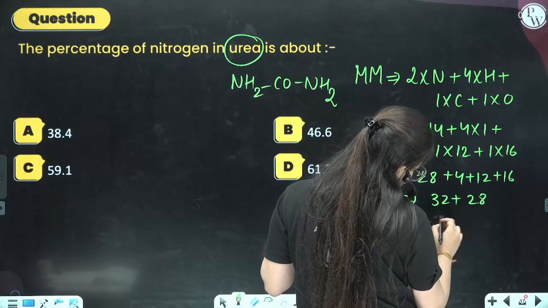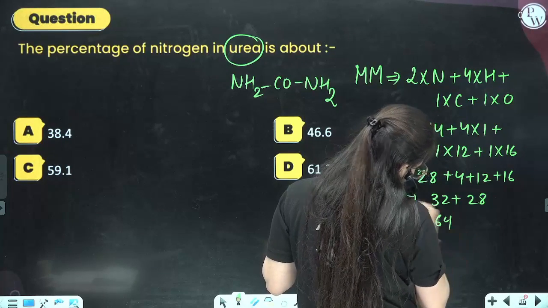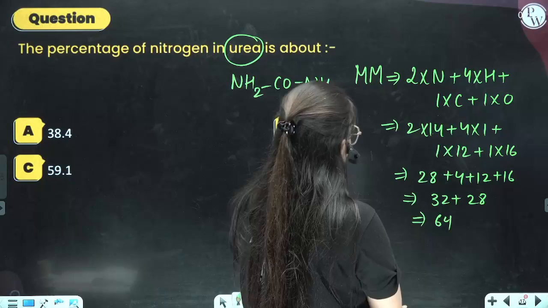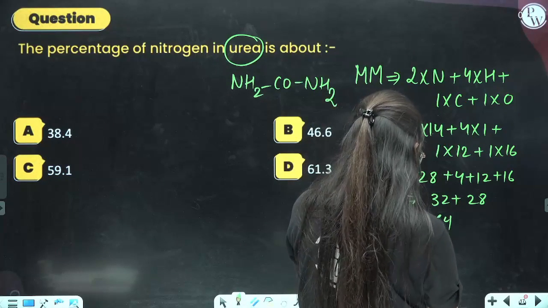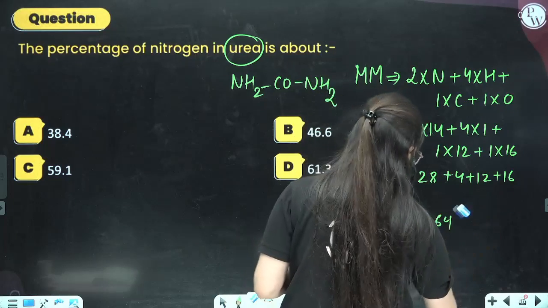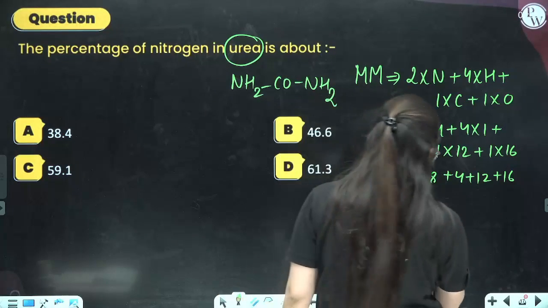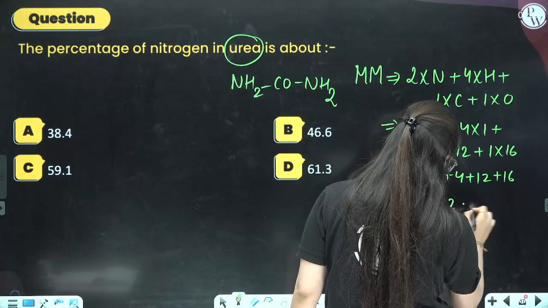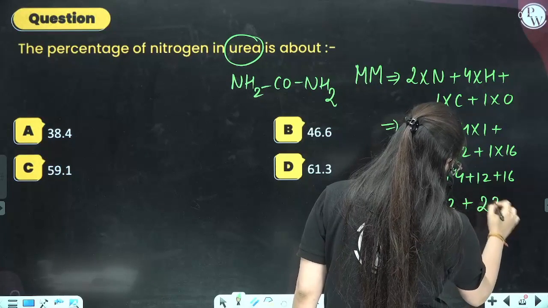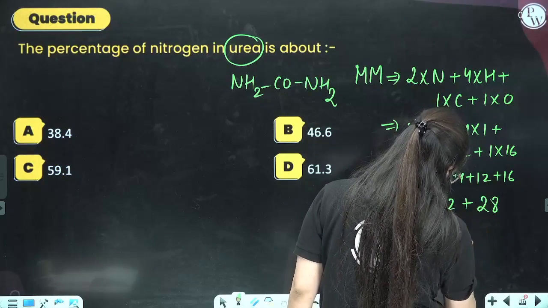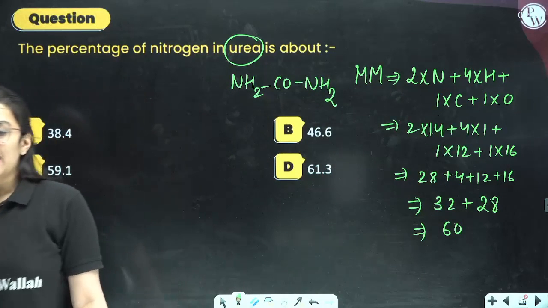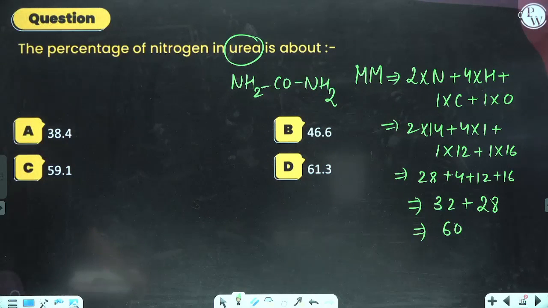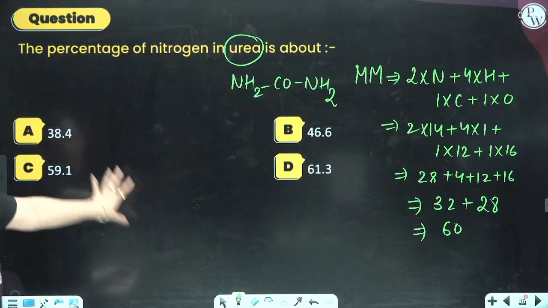That means this comes out to be 32 plus 28. Let me check it overall again. Sorry, so this is basically your 32 plus 28. That means it comes out to be 60. It comes out to be 60. Yes, students, I guess you all have calculated the molecular mass. Okay, now how to solve this question?